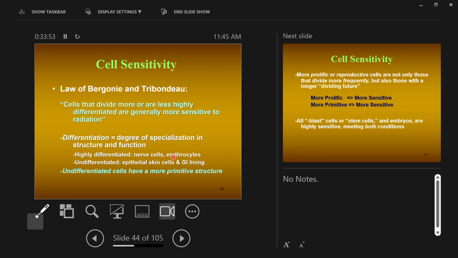Other things that are specialized are erythrocytes, your red cells. They're super structured, super specialized. They know exactly what they want to be when they grow up.